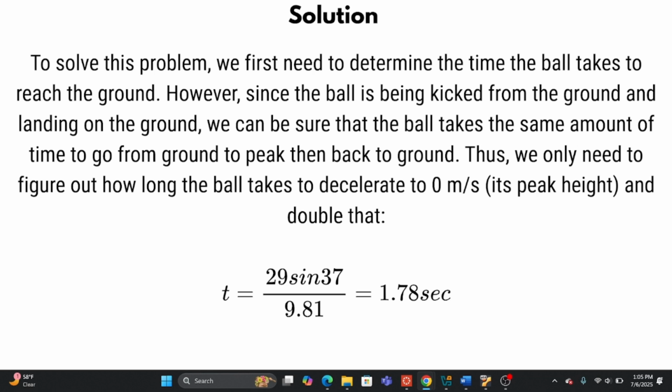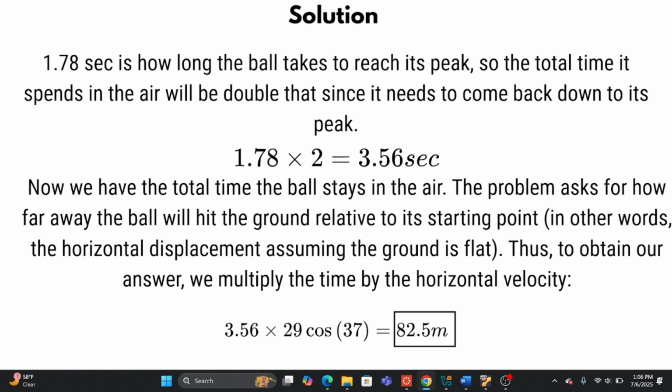So t is equal to 29 times sine 37 divided by 9.81. Remember, 29 sine 37 is the initial vertical velocity, and to figure out how long it takes to decelerate, we just divide that by 9.81. And we get that to reach its peak, it takes 1.78 seconds. And so the total time the ball spends in the air is going to be double that, since it needs to come back down from the peak. And so 1.78 times 2 is 3.56.